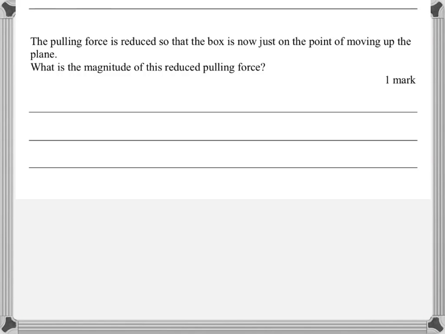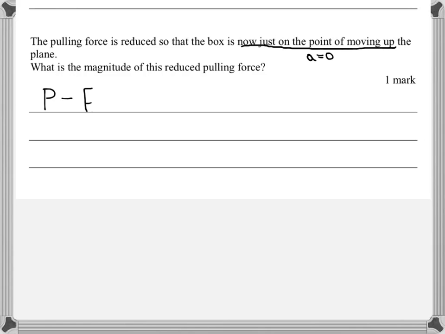Okay, and then the next question: the pulling force is reduced so that the box is now just on the point of moving up the plane. Do you remember what that means? On the point of moving up the plane, it's at equilibrium. That's the limiting condition, and the friction force takes the sliding friction formula, mu times n. What is the magnitude of the reduced pulling force?